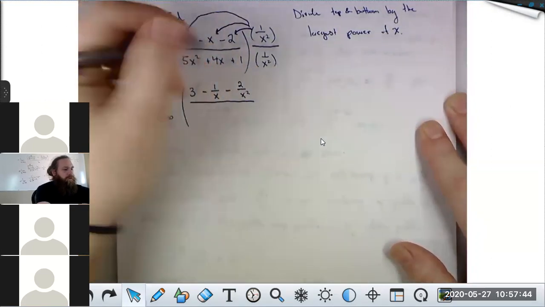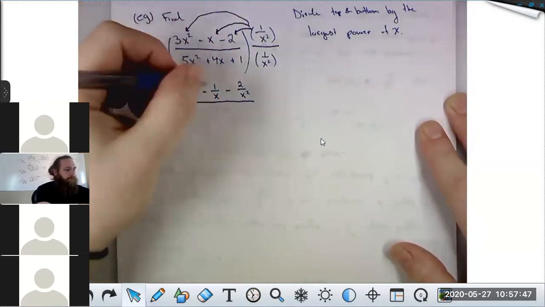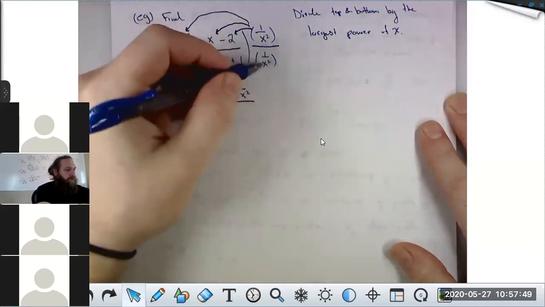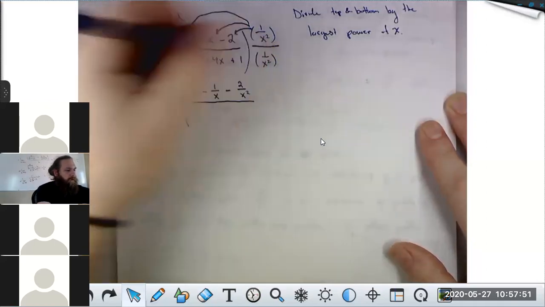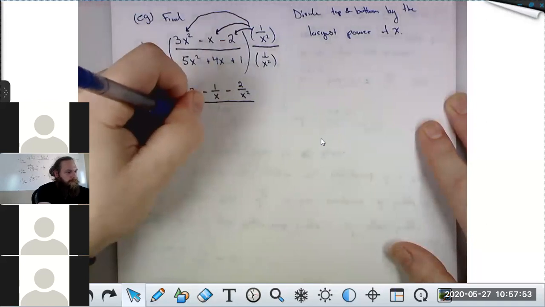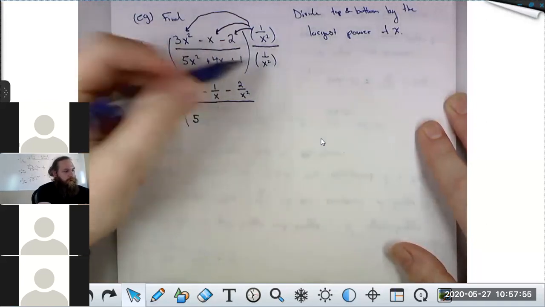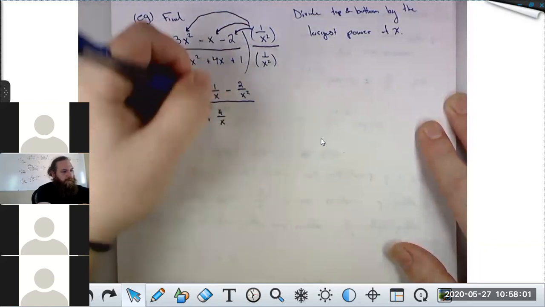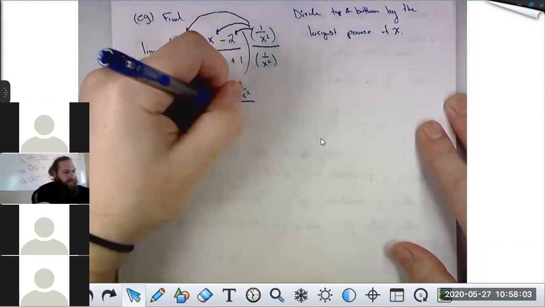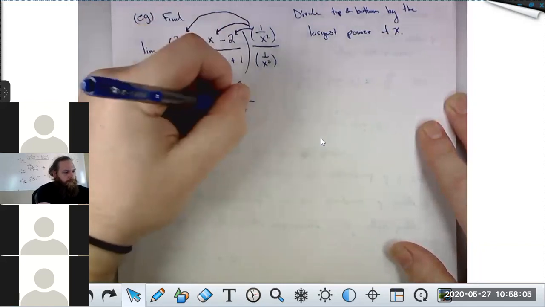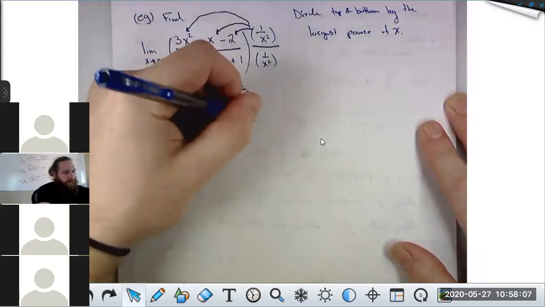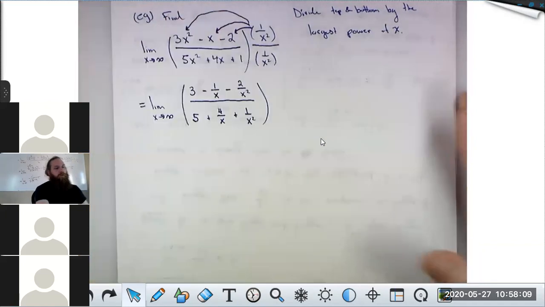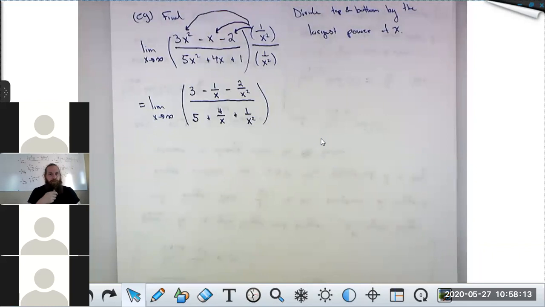And downstairs, I do the same thing. I'm going to distribute this 1 over x squared. 1 over x squared times 5x squared, that's 5. 1 over x squared times 4x, that's plus 4 over x. And plus 1 times 1 over x squared is plus 1 over x squared. So this is what we get. And I distribute those top and bottom.